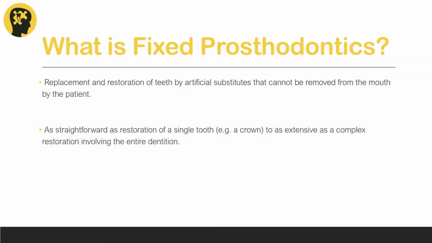In fixed prosthodontics, we use fixed prostheses or artificial substitutes that cannot be removed from the mouth by the patient to replace a missing tooth or teeth or to restore a tooth or teeth. And obviously, we need to restore the teeth to proper function, form, aesthetics, and comfort and health of the patient. So, fixed prosthodontics can cover anything from something as simple as restoration of a single tooth with a crown to something as complex as rehabilitation of the entire dentition that involves multiple crowns or multiple implants that support a fixed prosthesis.